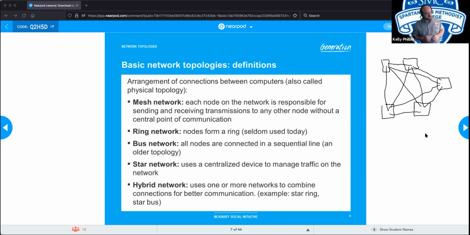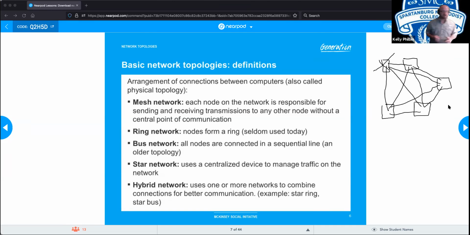So the strength is, if I cut out this computer right here, it doesn't bring down the network. All the computers can still talk to everyone else on the network. So it's a very robust system. It's very hard to bring down. So it has a very, very large fault tolerance with regards to the network itself.